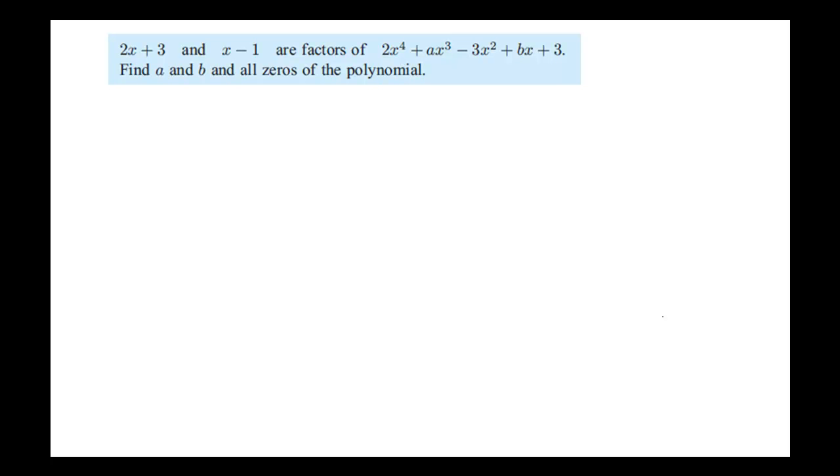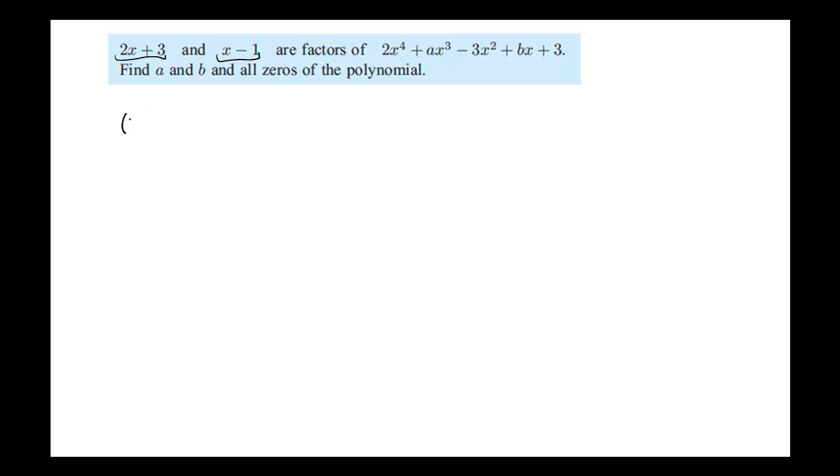Alright, so let's do some polynomial stuff. Let's look at this one first. I've got two factors, 2x plus 3 and x minus 1, which are factors of this funky polynomial here. And it's asking me to find a and b and all the zeros of the polynomial. Alright, well, what does that mean?